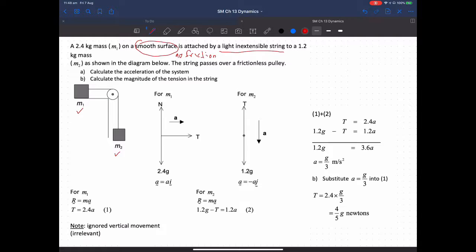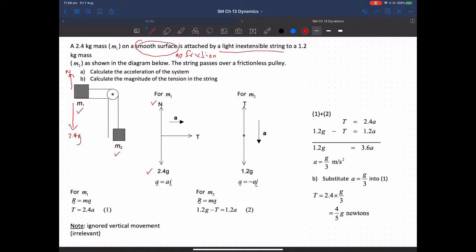M1 is sitting on the surface. Now, it has a mass of 2.4 kilograms. If there is a mass of 2.4 kilograms, then the force of its weight is operating downwards. So its weight would be represented by 2.4 g. Now, it is sitting on a surface, which means there must be a normal reaction perpendicular to that surface acting upwards. So I have drawn in the normal acting upwards.